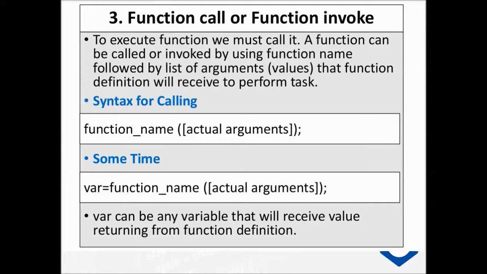While writing our code, sometimes we use the following syntax for calling the function: any variable var is equal to the function name and into the parentheses the parameter list. Here var can be any variable that will receive the value returned from the function definition. For example, we write a, b, sum, or any other name is equal to the function name and actual arguments.